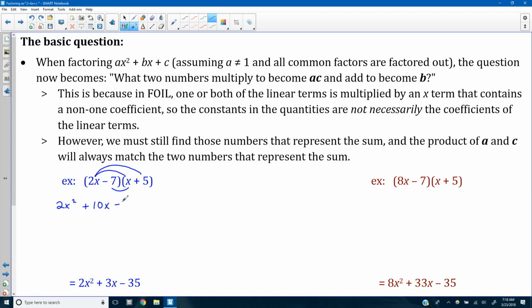Negative 7 times x is negative 7x. Negative 7 times 5 is negative 35. Now, this 10x is different from what we saw from the other problem. And by the way, I want you to take a close look at this problem.